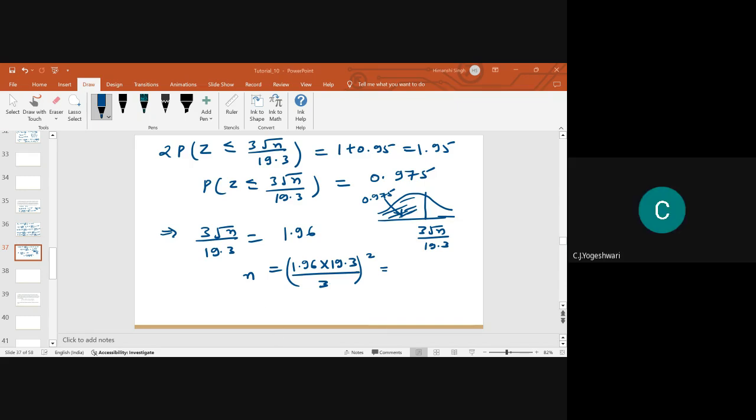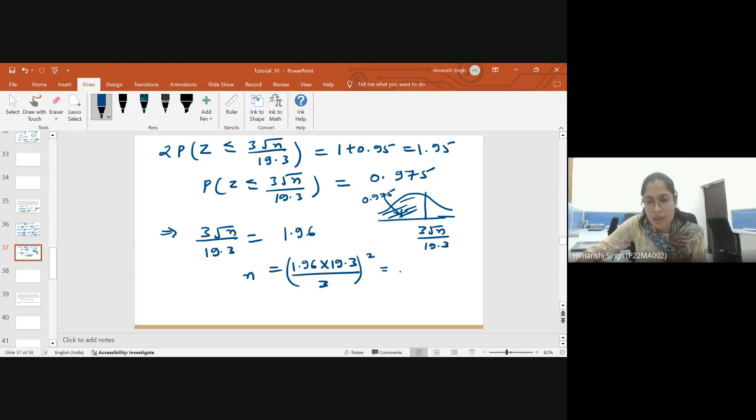$158.9. So it is coming out to be 158.9. So we can write that n is approximately equal to 159. Okay, so this is the value of n.